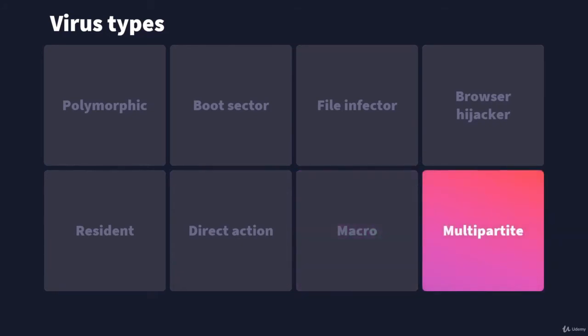Last on our list is the multipartite virus. This kind of virus infects and spreads in multiple ways. For example, such a virus can infect both document files as well as operating system files.